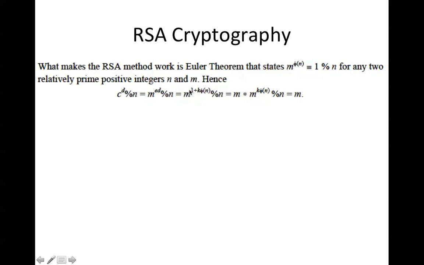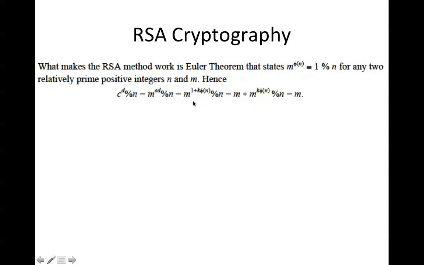And so that minus 1 becomes plus 1 because we said d times e minus 1 is a multiple of totient m. Therefore, e times d is equal to 1 plus that multiple times totient of n. And now this is where the trick comes in. So m is sort of separated, so that's what your m here is. What is left is m raised to totient of n times k.